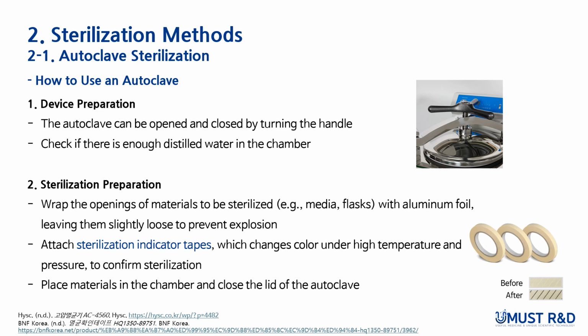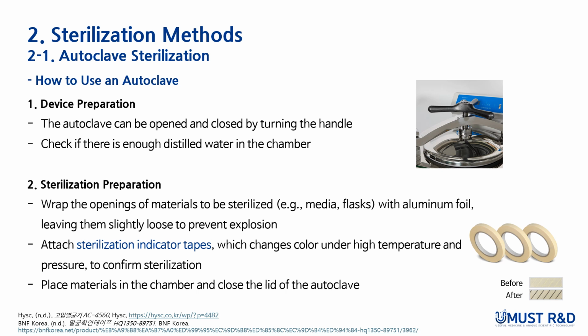To sterilize media or flasks, wrap the openings with aluminum foil. Be sure not to seal the foil or lid tightly, as this could cause an explosion due to pressure. Attach sterilization indicator tape to the materials. After the sterilization process, the tape will change color, confirming that the sterilization has been completed.